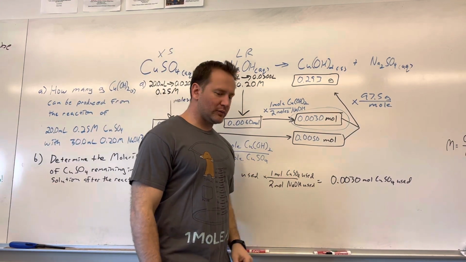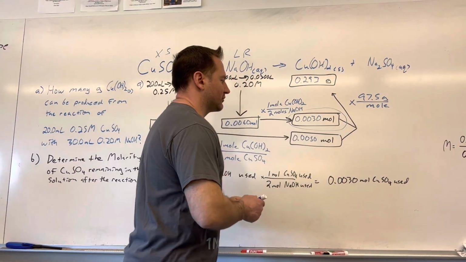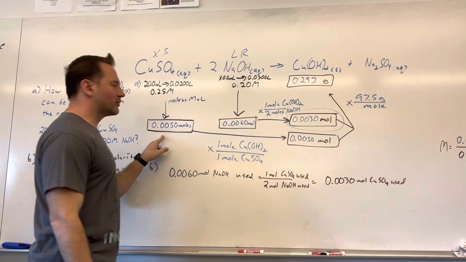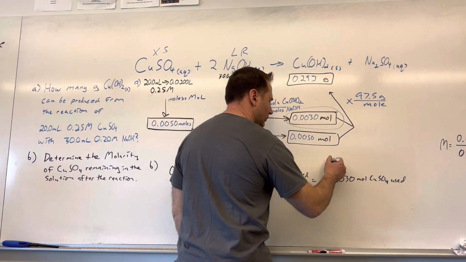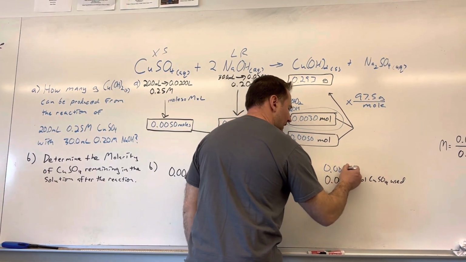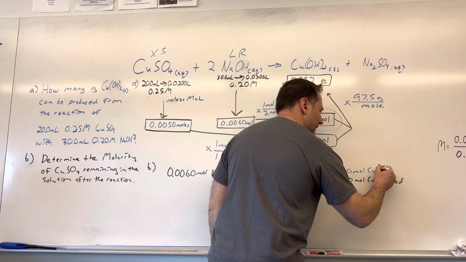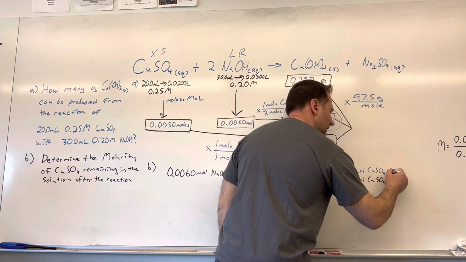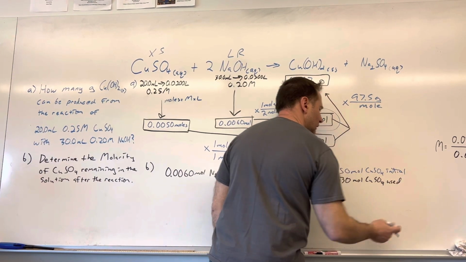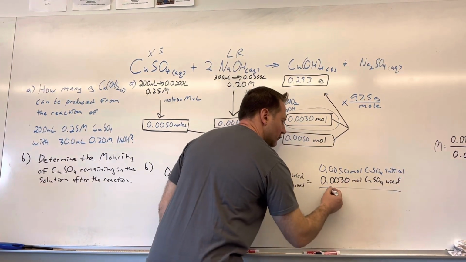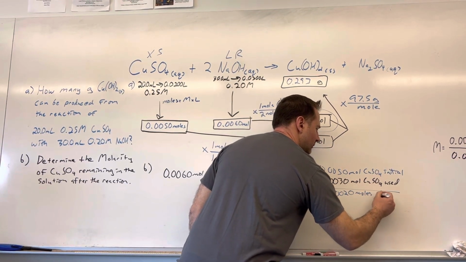And we figure out that we would use 0.003 moles of copper sulfate. Since we started with 0.005 moles and we use 0.003 moles, we can say that we have 0.002 moles remaining after the fact. So we had that initially. Track that. So we get 0.0020 moles remaining.